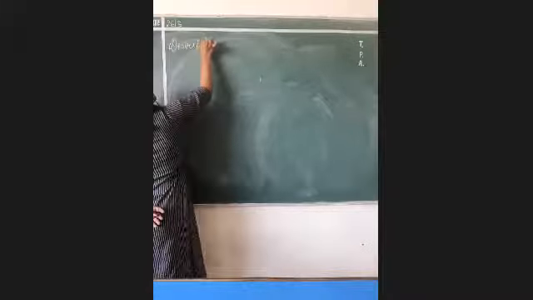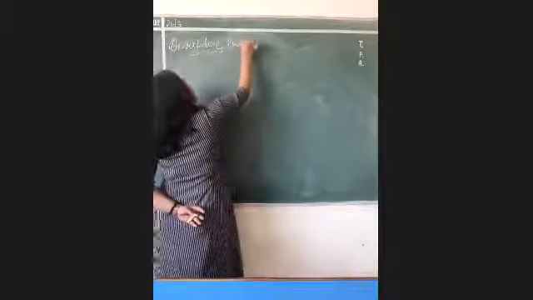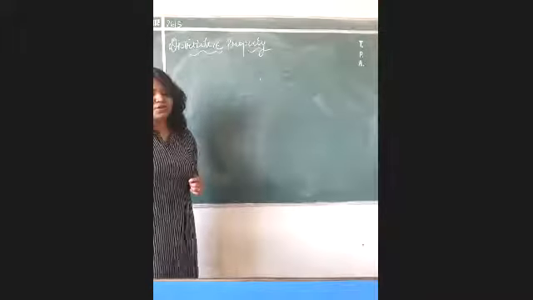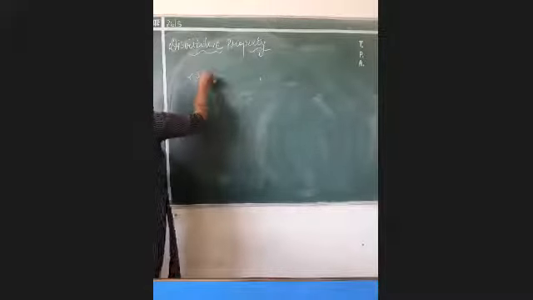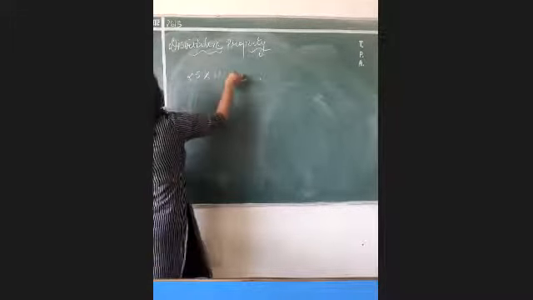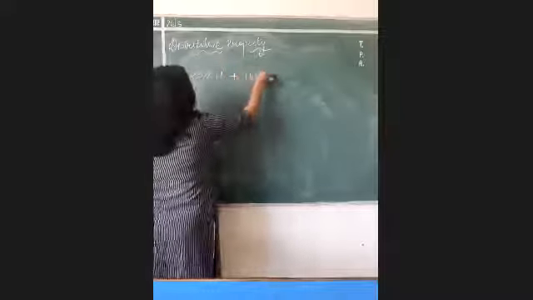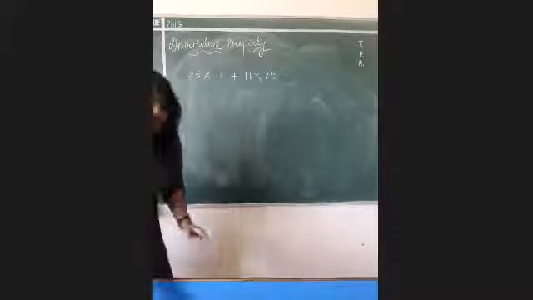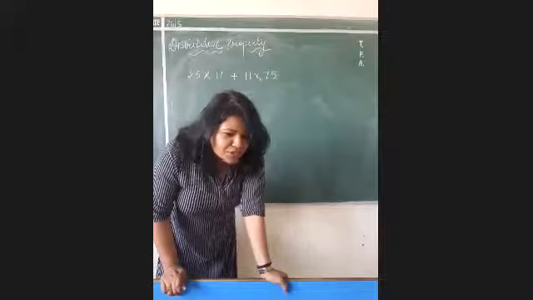Okay. So the questions related to distributive property. Distributive property. Okay. So we are going to start with a very basic question, that is 25 multiply by 11 plus 11 multiply by 75. Suppose this is a question, okay? And you have to solve this question by using distributive property.